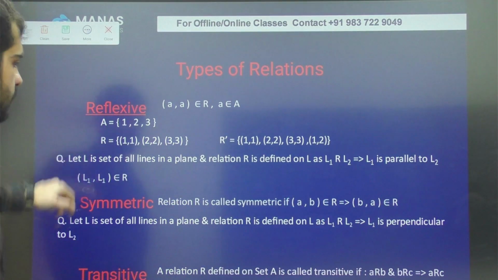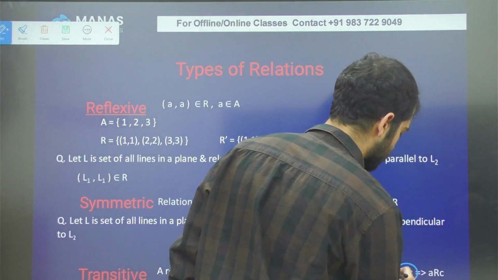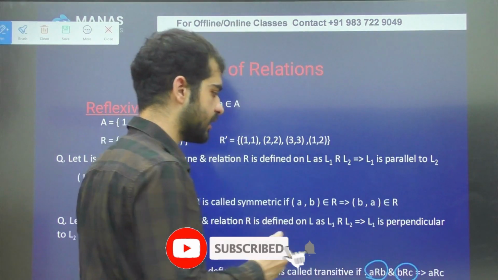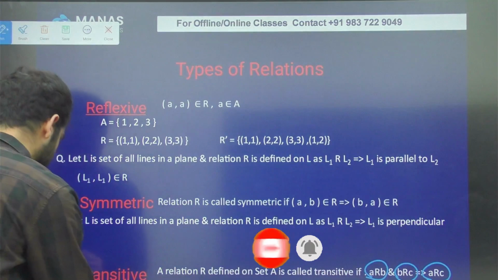Now let's solve the last one, that is a transitive relation. Transitive relation simply means that if a is related to b and b is related to c, then if we can say that a and c are also related, only then can we say that the relation is transitive.